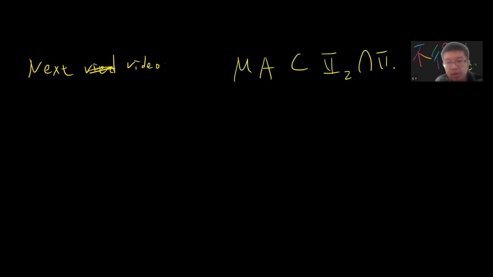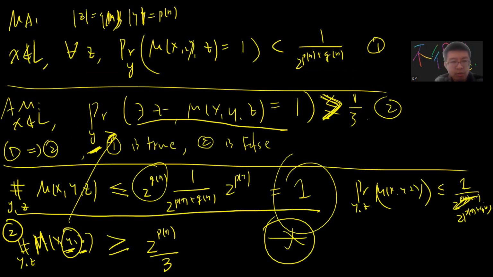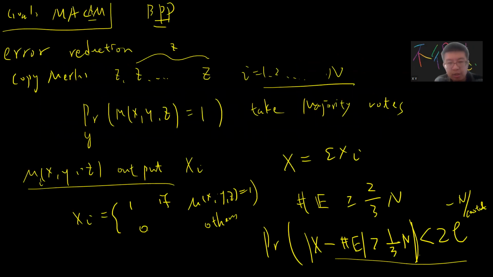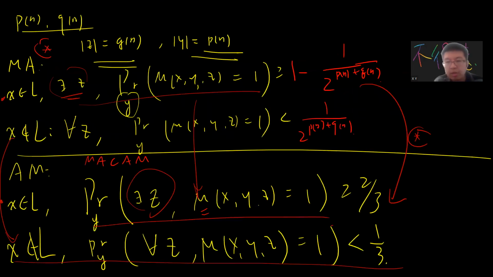Okay, and in the next video I want to show that AMA is in Sigma 2 and Pi 2, and I want to show that AM is in Pi 2. Okay, so basically these are the classes that we define the polynomial hierarchy. So we want to relate AM and MA to the polynomial hierarchy. Okay, and the proof is very simple, just using the same idea as we proved in the BPP case. Okay, see you in the next videos.